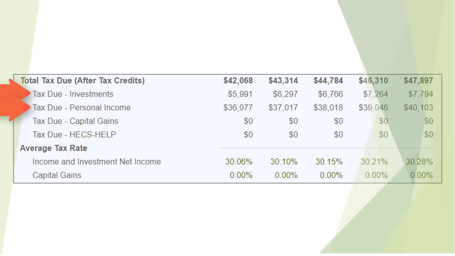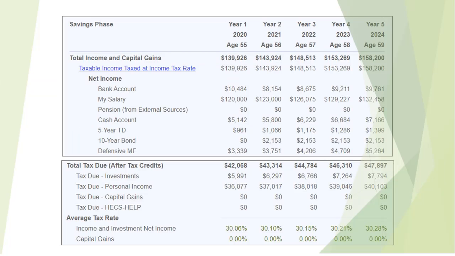The tax due on investments is deducted from the transaction account at the end of the year in which the tax liability occurs. This is an example of the Tax Estimator for this plan. The Tax Estimator is found on the chevron Reports.